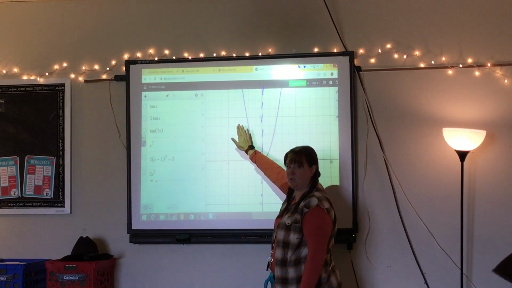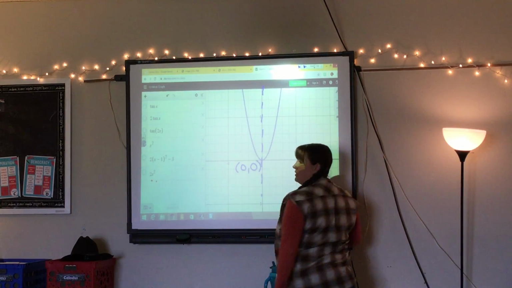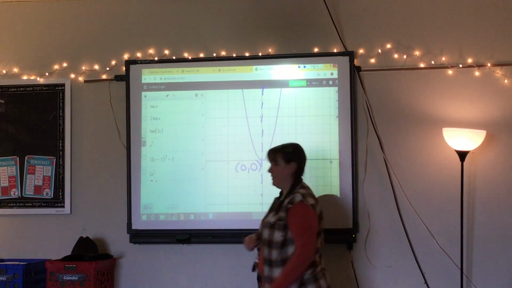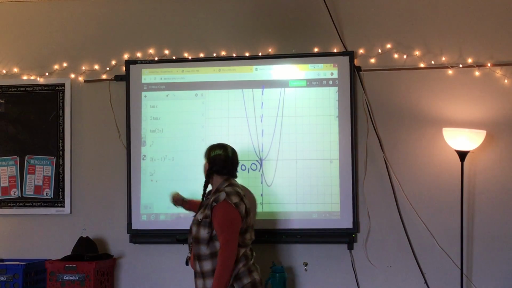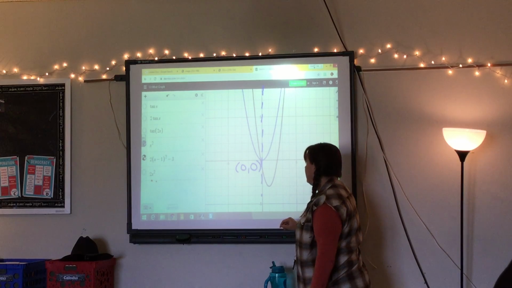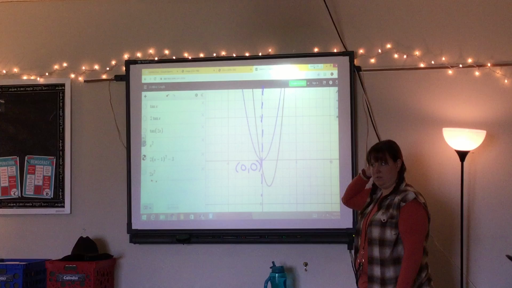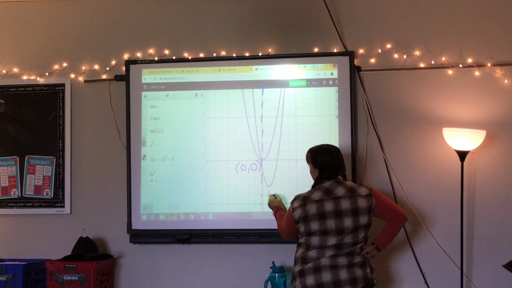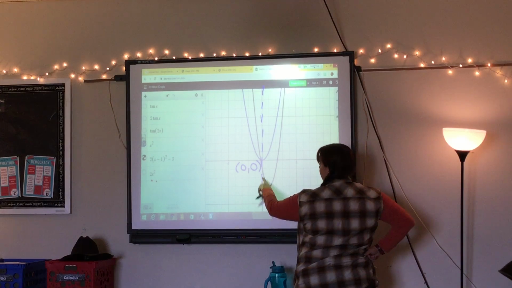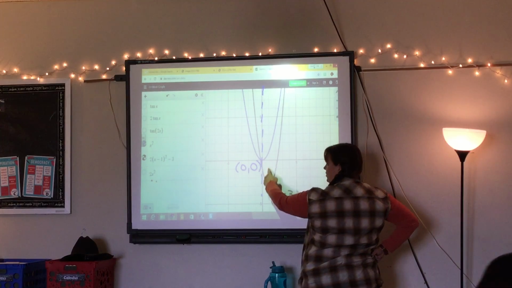Let's see if that works for all parabolas. Because my vertex is at 0, 0, it probably wouldn't work for all of them. Let's look at this other one that we graphed really quick. Where's the axis of symmetry for this one? The vertex is at 1, -3. That's where the actual vertex is.